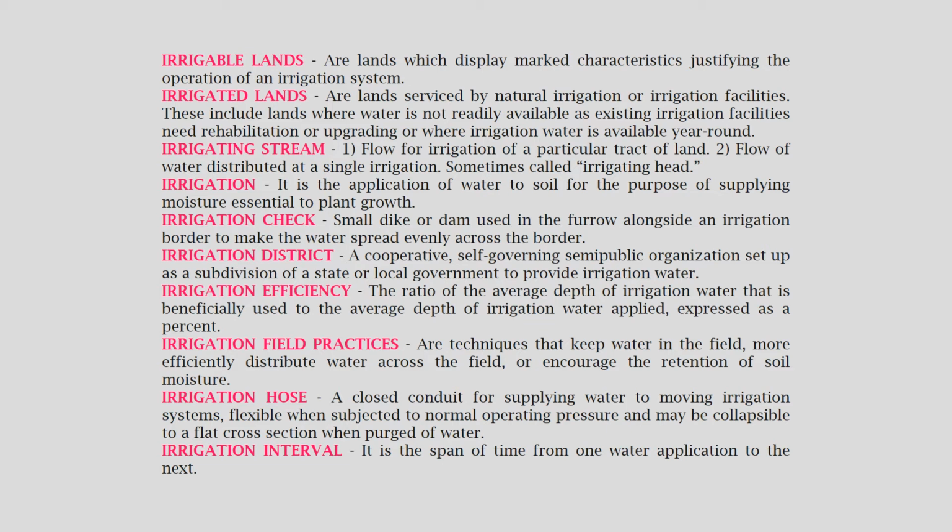Irrigation field practices are techniques that keep water in the field, more efficiently distribute water across the field, or encourage the retention of soil moisture. Irrigation hose. A closed conduit for supplying water to moving irrigation systems. Flexible when subjected to normal operating pressure and may be collapsible to a flat cross-section when purged of water. Irrigation interval. It is the span of time from one water application to the next.